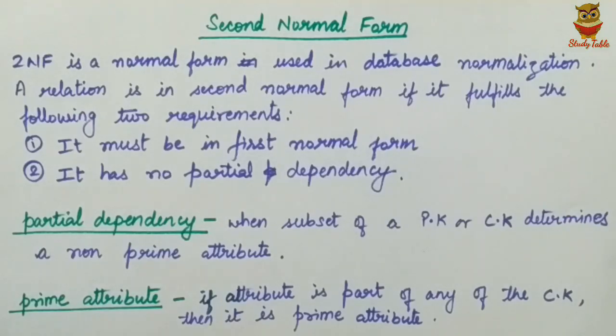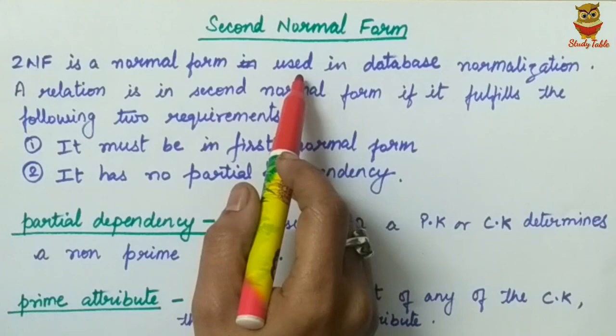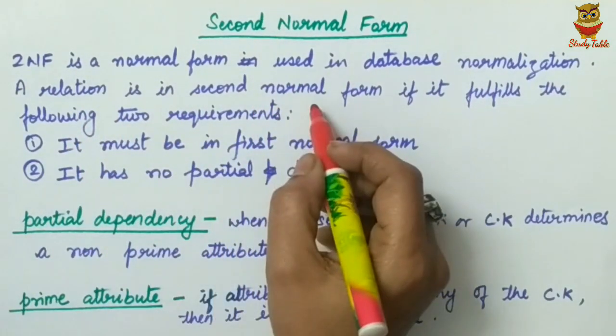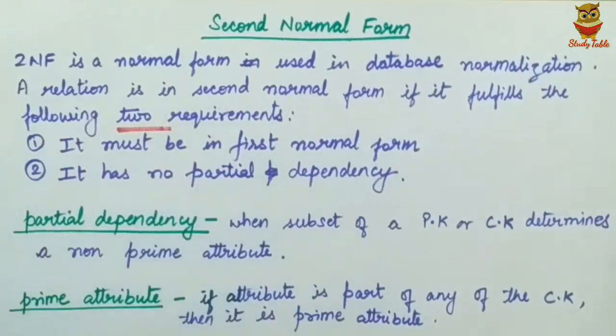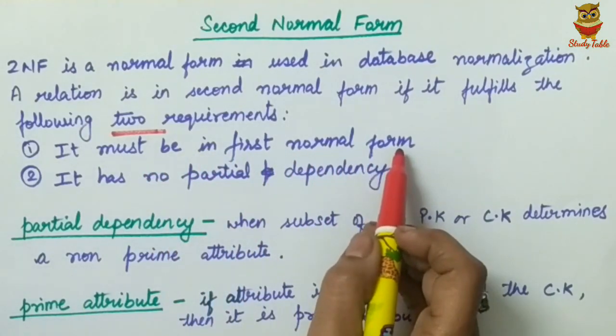Second normal form. Second normal form is used in database normalization. A relation is in second normal form if it fulfills the following two requirements. Two requirements are needed. First, it must be in first normal form.